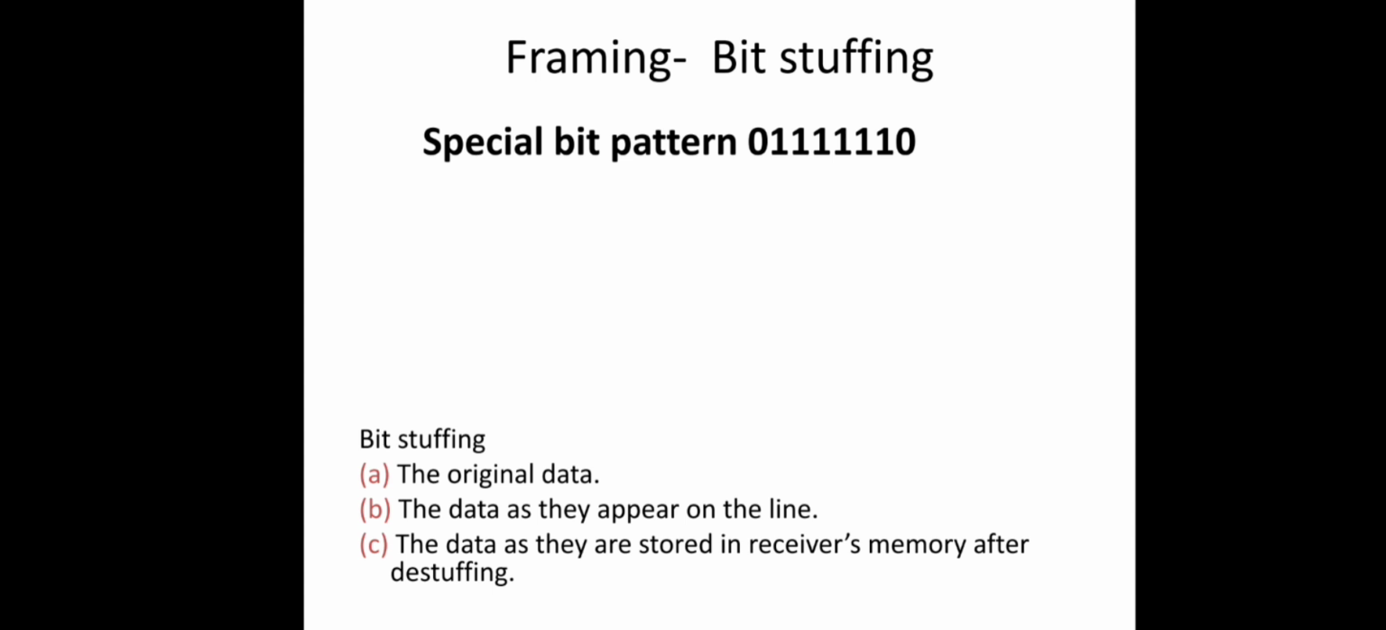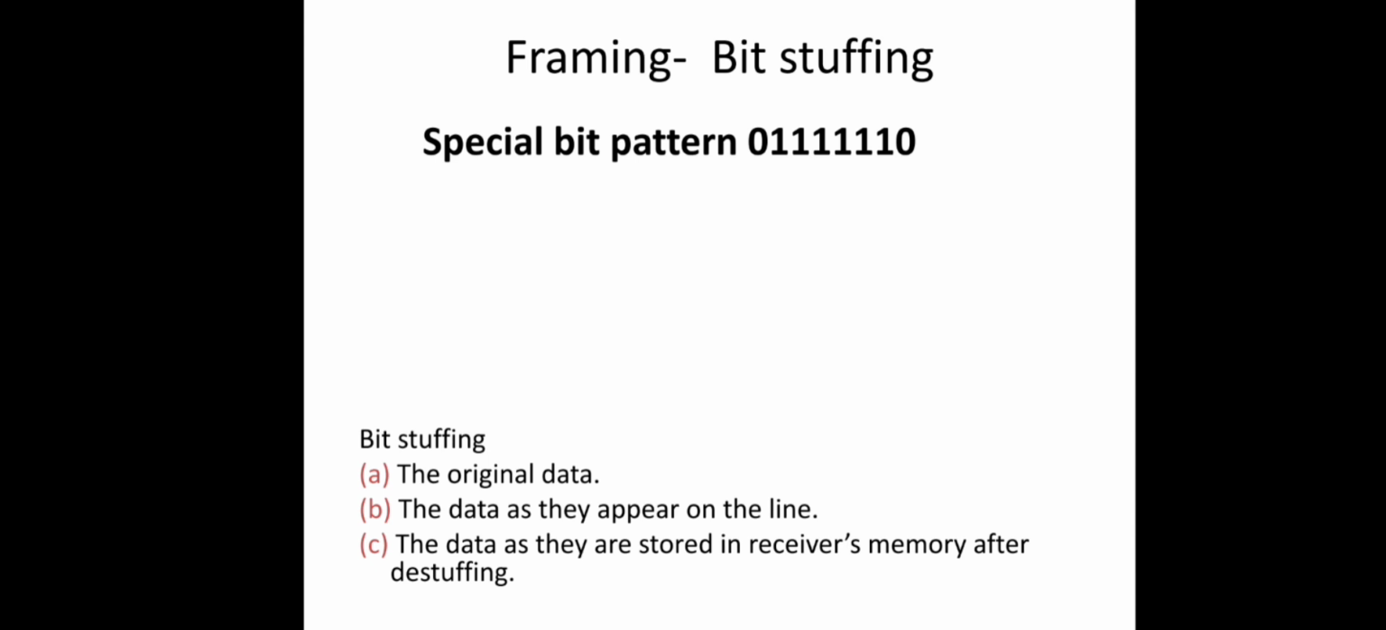Okay, and what's the drawback here? Definitely the same thing happens as in the last method, right? If this pattern itself is part of the data, in that case what happens? The receiver may mistakenly take this as the end of the data frame and cut the frame from there itself, right?